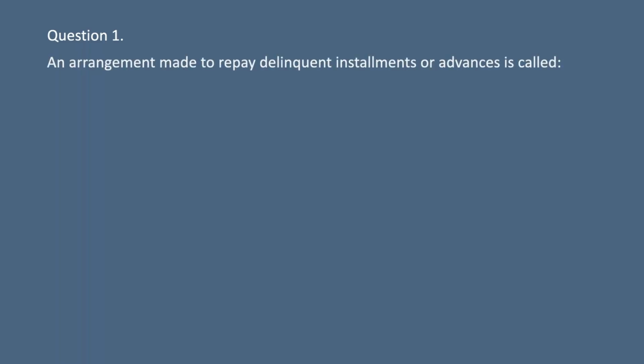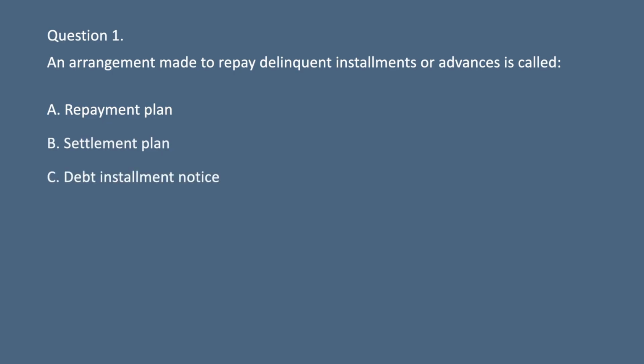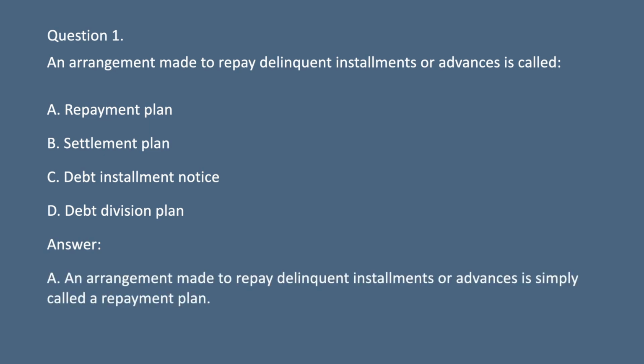Question 1. An arrangement made to repay delinquent installments or advances is called A. Repayment plan. B. Settlement plan. C. Debt installment notice. D. Debt division plan. Answer. An arrangement made to repay delinquent installments or advances is simply called a repayment plan.